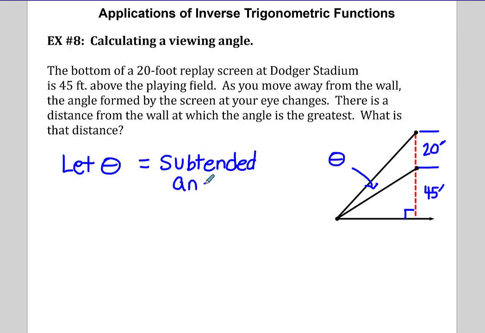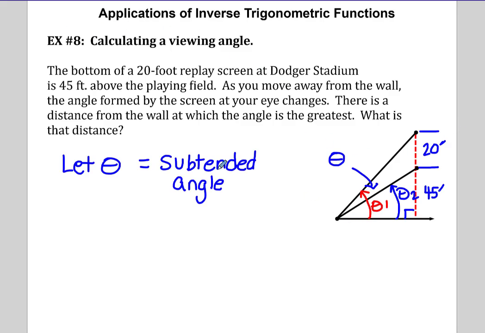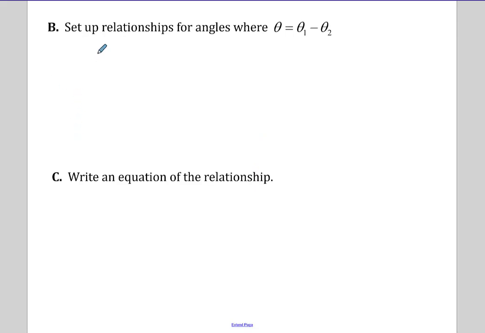And we need to set up a relationship. So there's this angle. I'm going to put it in red. From the ground up to that top angle, that's theta 1. And from the ground up to the bottom of the screen, we're going to call that theta sub 2. We drew that picture to show that angle, so we already have that picture drawn right there. Where's part C? Set up a relationship for the angles where theta equals theta 1 minus theta 2.